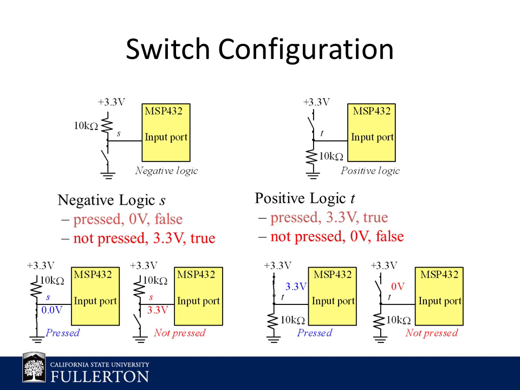There are two configurations for switches, negative and positive logic. On the left is a negative logic configuration which will result in a logic 1 when the button is not pressed and a logic 0 if pressed. On the right is a positive logic configuration which will result in a logic 0 when the button is not pressed and a logic 1 if pressed. Note, the onboard switches of the MSP432 are negative logic.